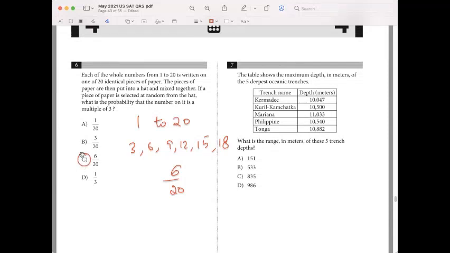Question 7. The table shows the maximum depth in meters of the 5 deepest oceanic trenches. What is the range of these 5 trench depths? The range of any data set is the highest value minus the lowest value. So this is the highest value and this is the lowest value. So the range would be 11,033 minus 10,047, which is 986, option D.